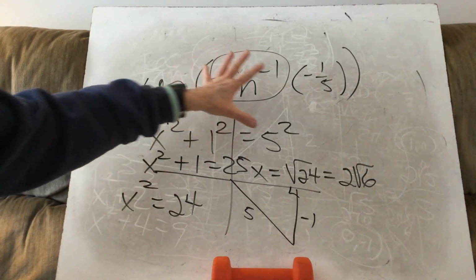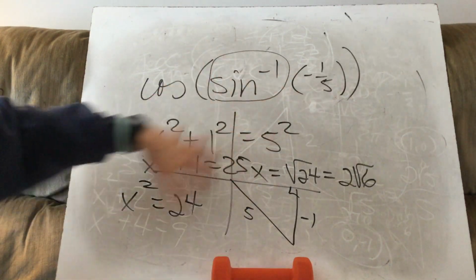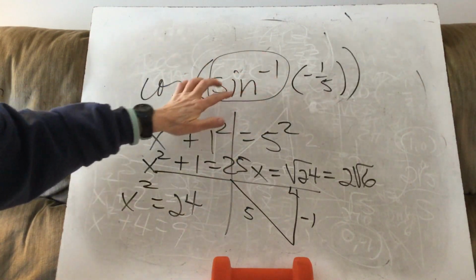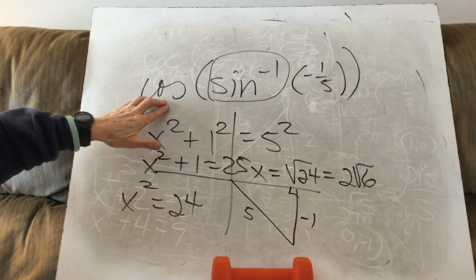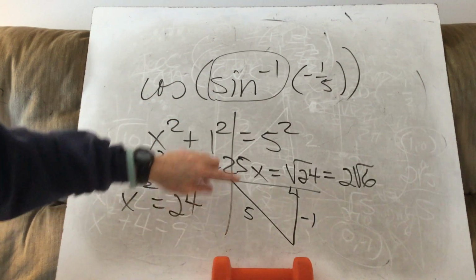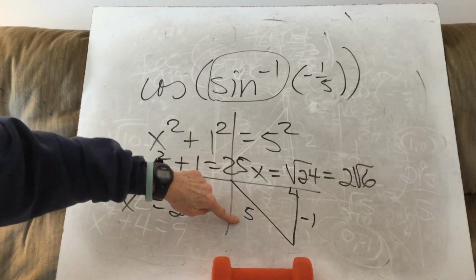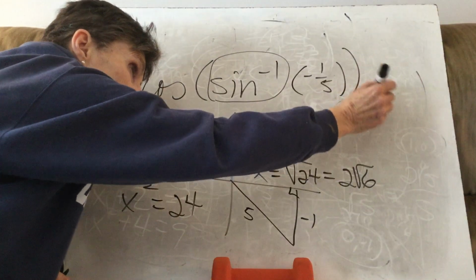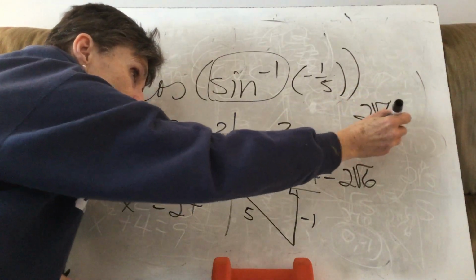Now, all that we just did is a picture of the parentheses. Now we need the cosine. So look at your angle. The cosine is adjacent over hypotenuse. So the answer will be 2 square root 6 over 5.